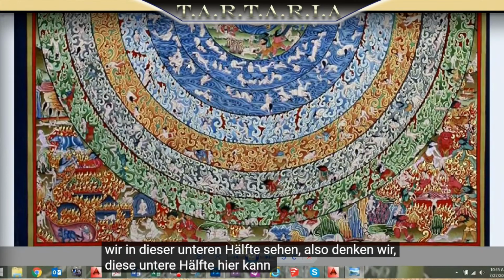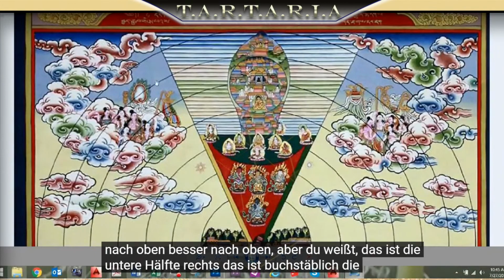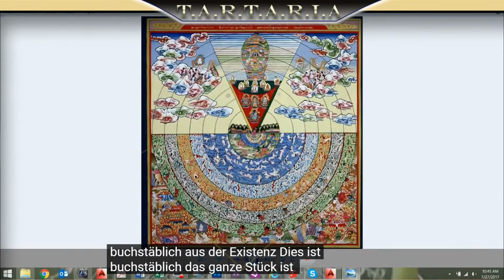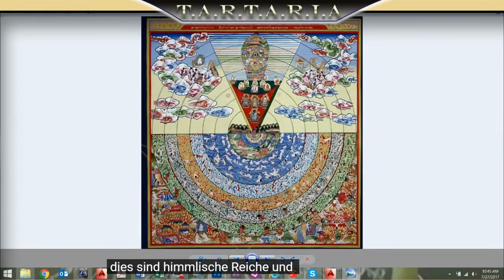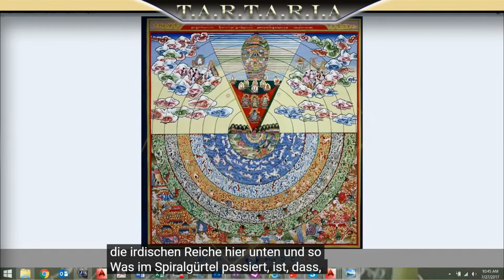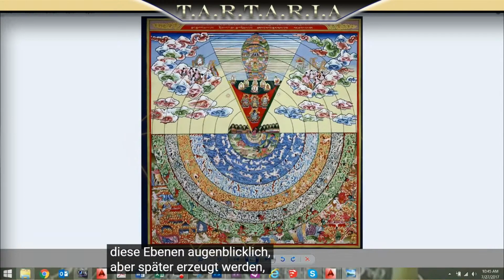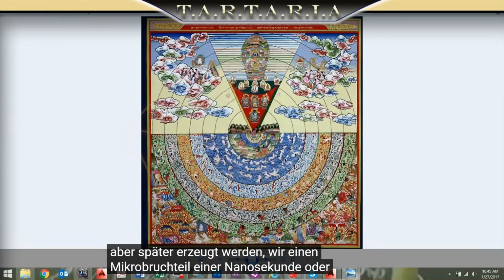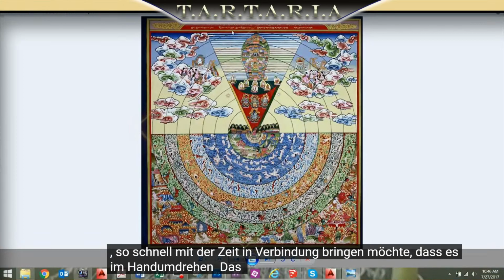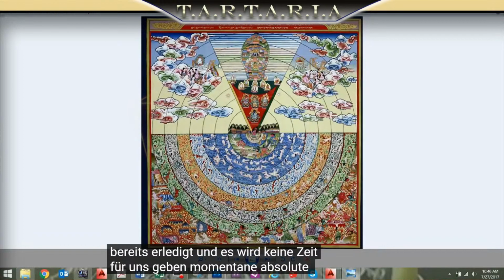So if we take this lower half here, this is literally existence. And the other top half is literally out of existence. These are the heavenly realms, and these are the earthly realms down here. And so what happens in the spiral girdle is that these levels are created instantaneously, but subsequently, so we would consider that a microfraction of a nanosecond, if we want to relate it to time, so fast that in a blink of an eye, the whole thing is already done, and there will be no time for us. Instantaneous or absolute time.